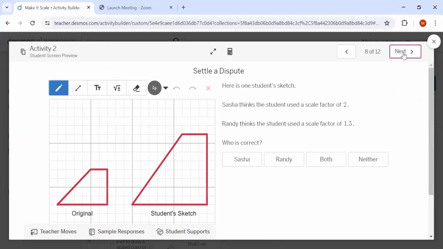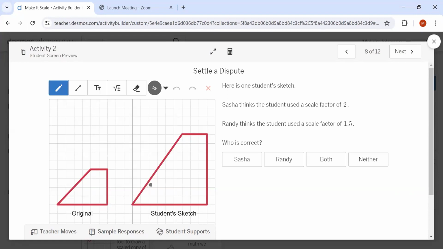So as we move on, if you look at the sketches, it says settle the dispute. The dispute is: is this a scale copy? Some of you may say yes, it is. Some of you say no, it's not. Or some of you will say it's a 2, and some will say 1.5. Now, remember, if the straight sides are not proportionally related, then it is not a scale copy at all.